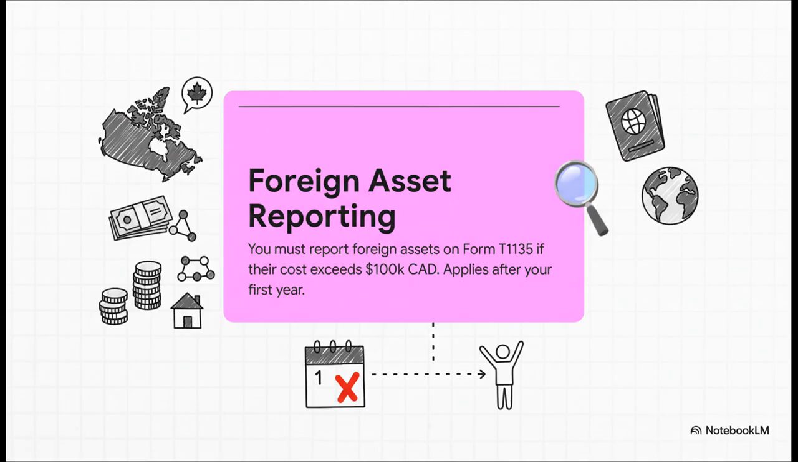Here's one more critical reporting duty, especially for new residents. It's called the T1135 form. Now, this isn't a tax form, it's an information return. If you're a Canadian resident and the total cost of your foreign assets, things like property or stocks held outside Canada, goes over $100,000 Canadian at any point in the year, you have to report it. The good news is there's an exemption for your very first year in Canada.